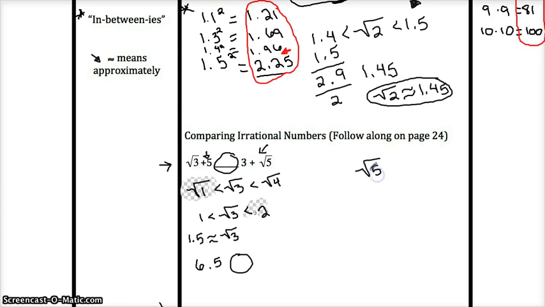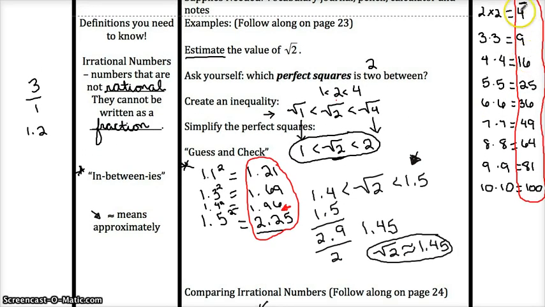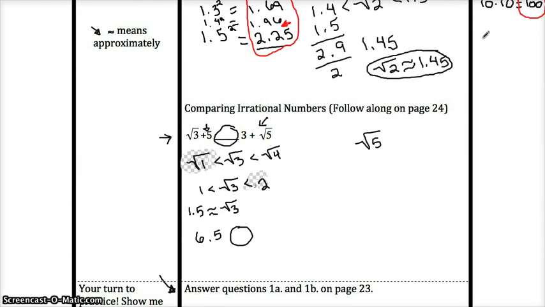The square root of 5 is going to be between which two? This time it's going to be between 4 and 9. It would fall right here. So it's going to be between 2 and 3, because the square root of 4 is 2. So it's between the square root of 4 and the square root of 9, and we know that the square root of 5 is going to be between 2 and 3. Then we just take the average. 2 plus 3 is 5. Divide that in half. That's 2.5. And 2.5 plus 3, because we have to add it per the directions, is 5.5.